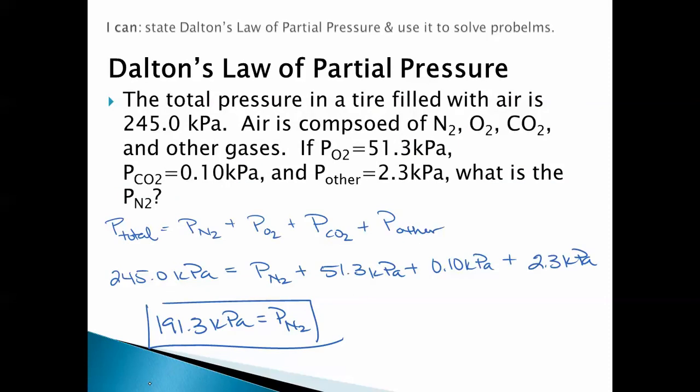Alright, so this is what we should have gotten here. So we know that the total pressure that the atmosphere is going to be exerting is equal to the pressure of nitrogen plus the pressure of oxygen plus the pressure of carbon dioxide plus the pressure of all the other gases that make up the atmosphere. This time we plug in the values that we know, and we recognize that the unknown is one of our partial pressures. So in order to solve for this, we would be subtracting each of our partial pressures that we do know from the total pressure, leaving us with nitrogen's partial pressure being 191.3 kilopascals.